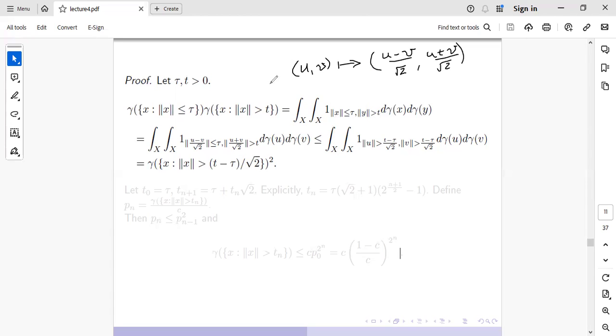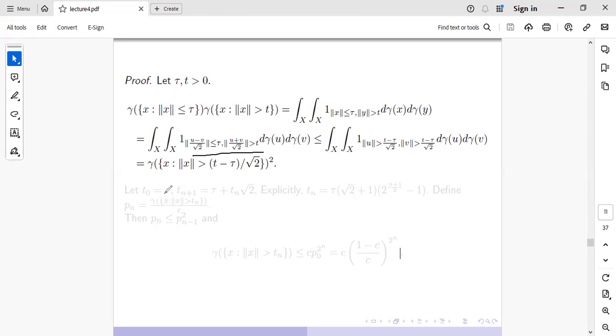Okay, now consider the product of two probabilities of two measures. So the measure of a ball of radius tau and the measure of the complement of the ball of radius t. And applying this transformation that doesn't change the measure, this product is equal to the measure of the following set.